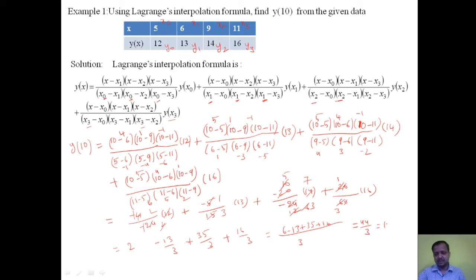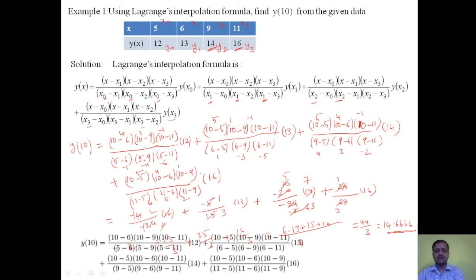It is nothing but 14.6666. So you can verify, we are finding the data between 9 and 11, that is 10, that must be between 14 and 16. So we got 14.666. So always you can check, you can verify the data must be between 14 and 16 only. According to your problem, you can just verify the results that must be between that given data. Okay.